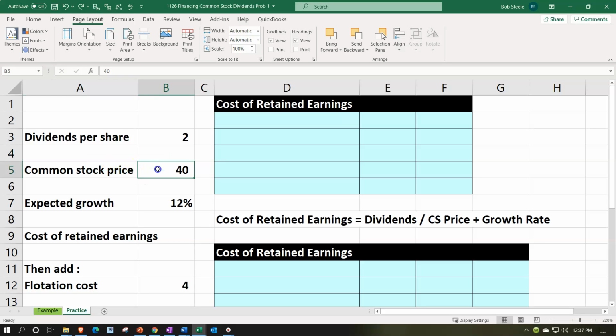We have the common stock price. This is what we think we can offer them for. So that's how much we're going to be receiving per stock in essence. And then we have the expected growth. That's going to be the 12%.